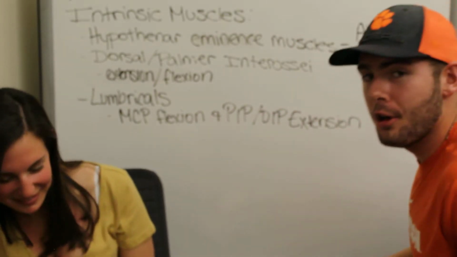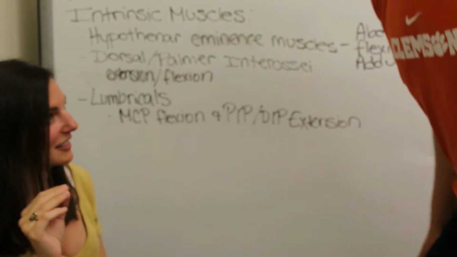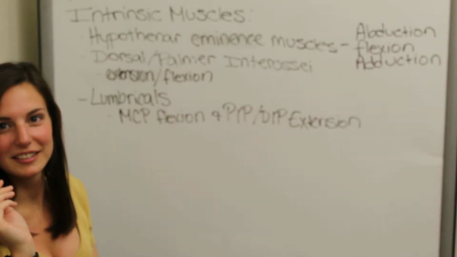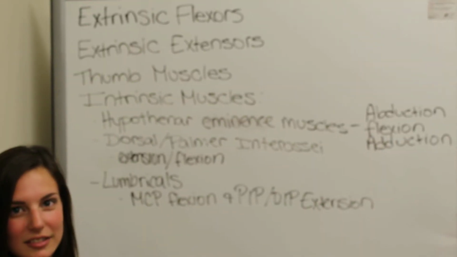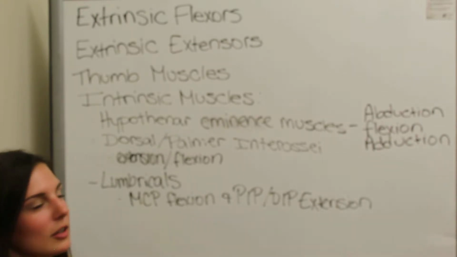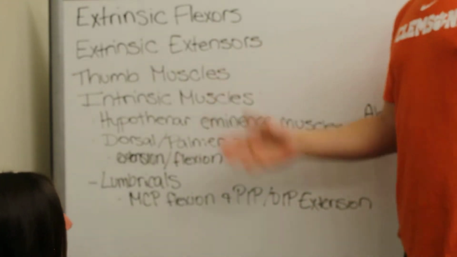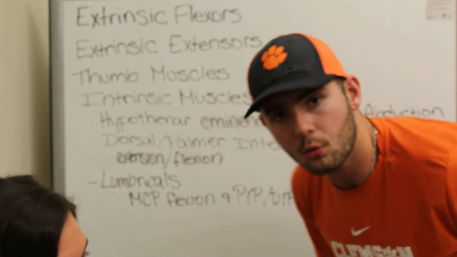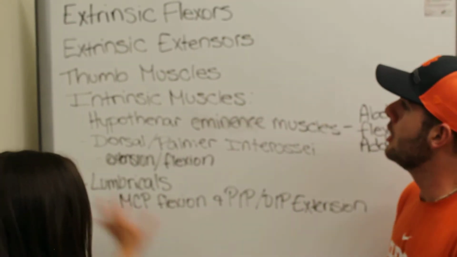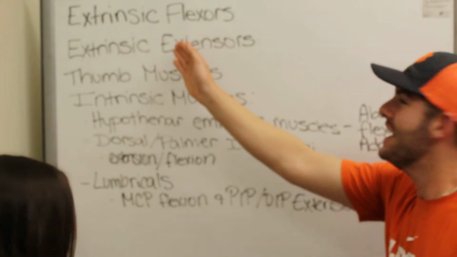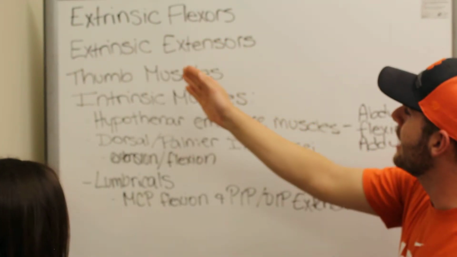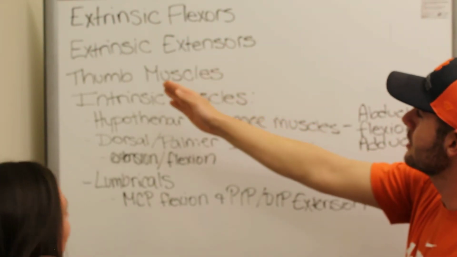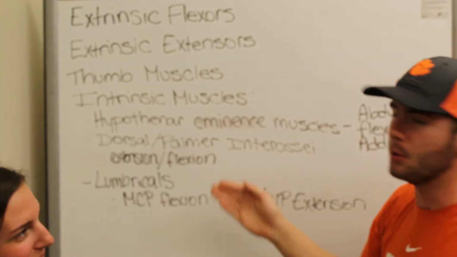Alright, and now we will be speaking on some of the muscles. As you can see on the board, the major muscle groups we're going to be looking at today are the extrinsic flexors, the extrinsic extensors, and the thumb muscles are the ones I'll be going over.